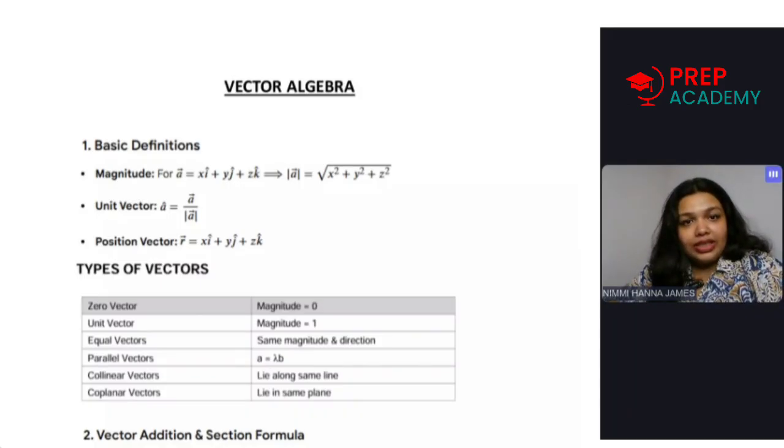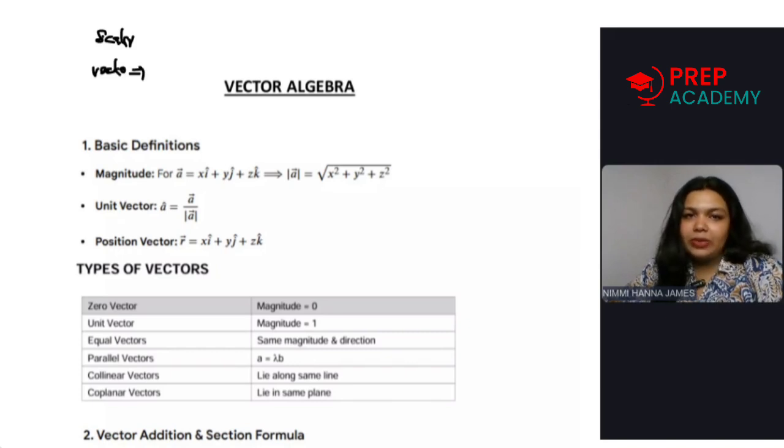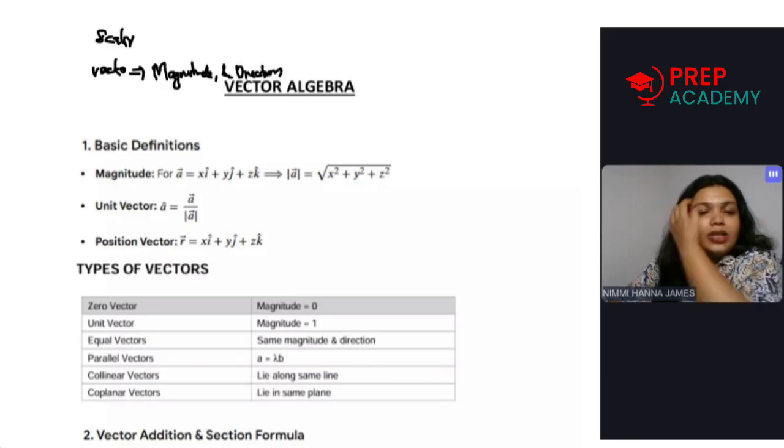But vector quantities are those quantities which have both magnitude and direction. That is, 10 kilometers to the right and 10 kilometers to the left mean different things, so we will reach different destinations. So in this chapter we will be dealing with vector quantities. Those quantities which have both magnitude and direction are called vector quantities.